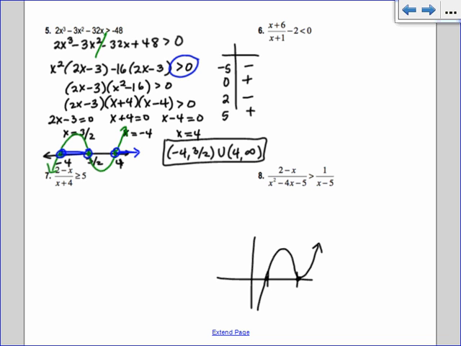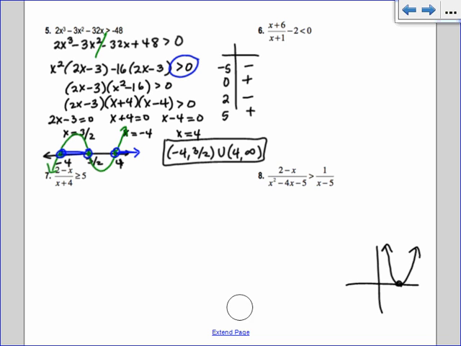Then it gets a little bit tricky. So if you get confused, always resort back to the test points. Okay? Same for parabolas. You could actually have a parabola that comes down and touches, so it's always positive or 0. All right.